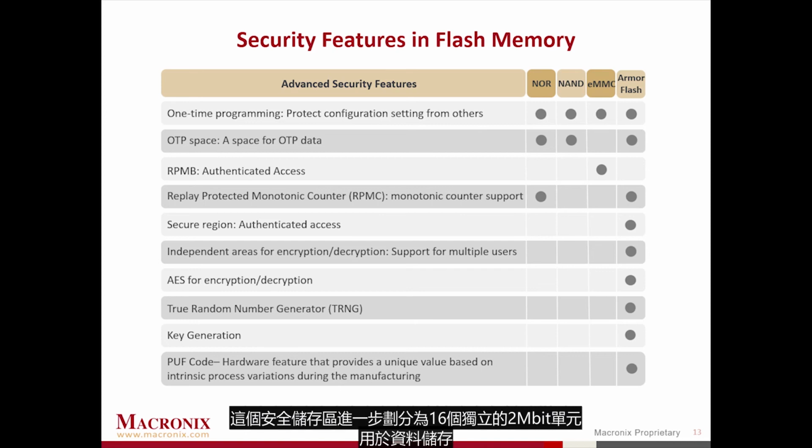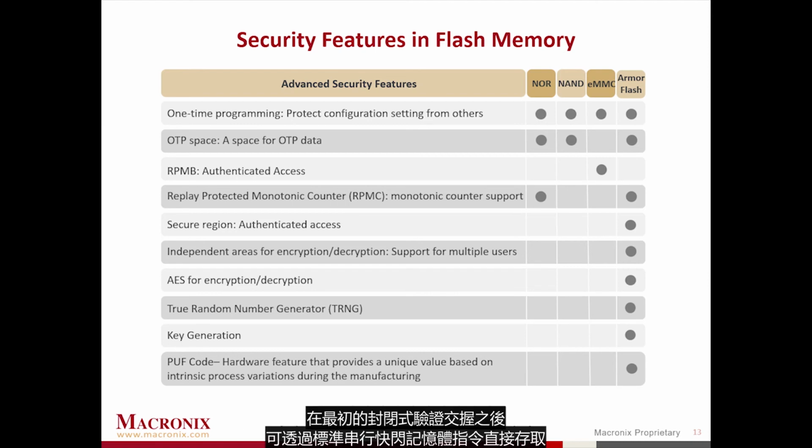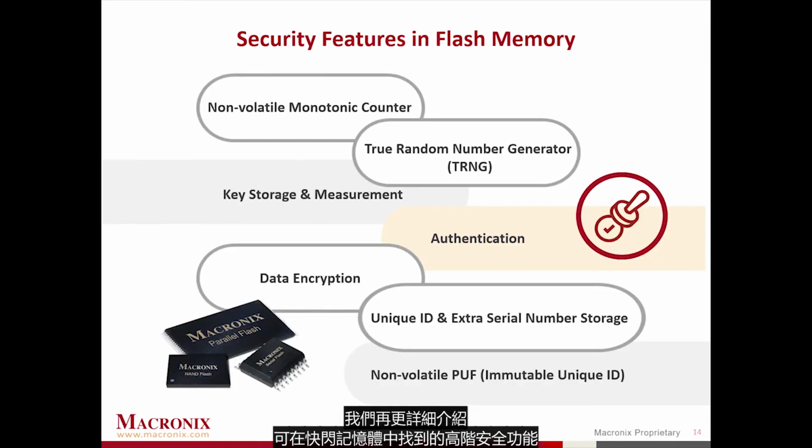This secure memory region is further partitioned into 16 independent 2 megabit units for data storage. It also has a standard memory area of 224 megabits for code storage that is accessed directly with regular SPI flash commands after an initial gated authenticated exchange. Let's go into greater detail on advanced security features that can be found in flash memory.